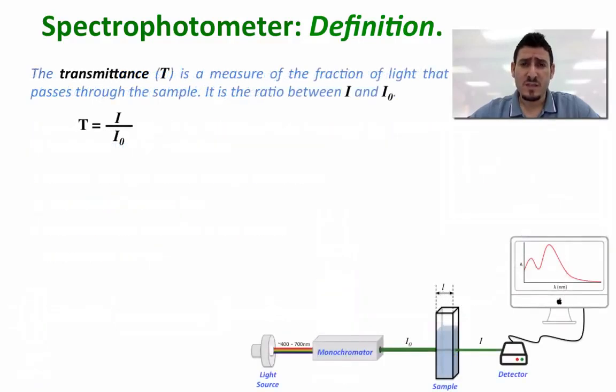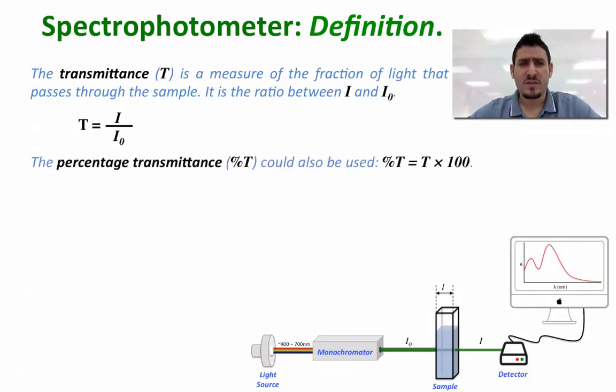The transmittance T is a measure of the fraction of light that passes through the sample. It's the ratio between I and I0. So, T is equal to I divided by I0. The percentage transmittance, %T, could also be used, and note that %T is equal to T multiplied by 100.